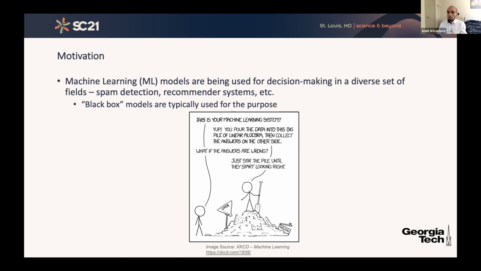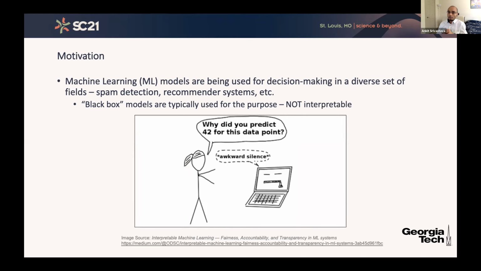Now, most of these models that are being used in production these days are referred to as black box models. This comic pokes fun at the idea of how they learn. But the basic idea behind learning these black box models is that they learn some representation using a data set and then use that learned representation to perform a related task. A common example of that is deep neural networks. These models are not very interpretable. So if we want to understand why the model predicted something for a particular data point, given the current state of research, it's not possible to do so.